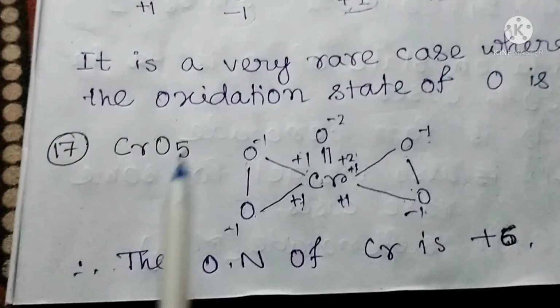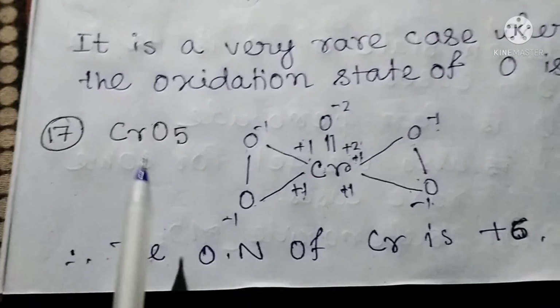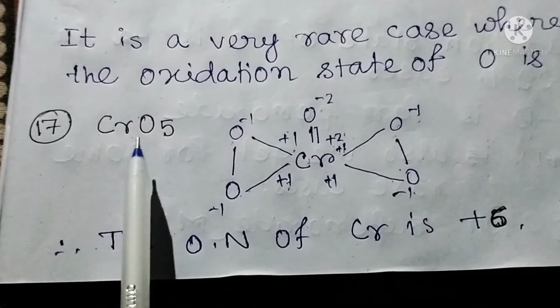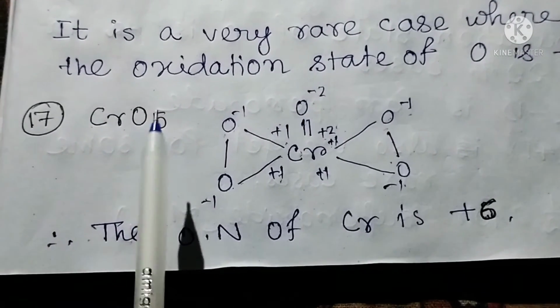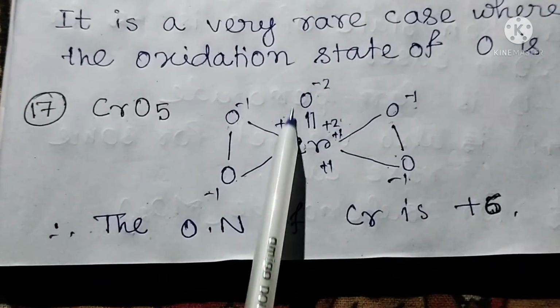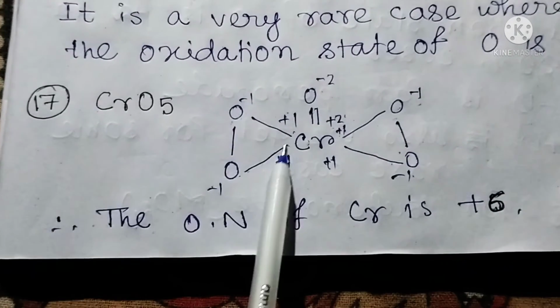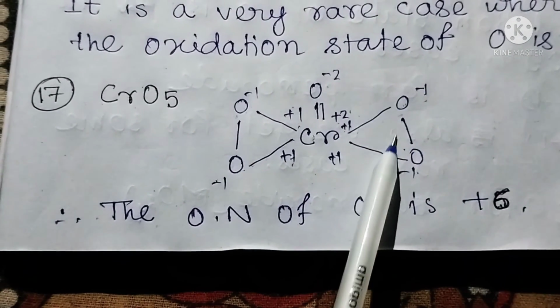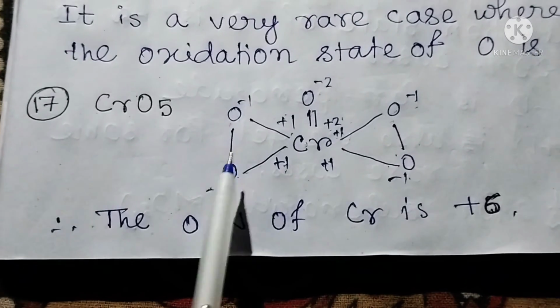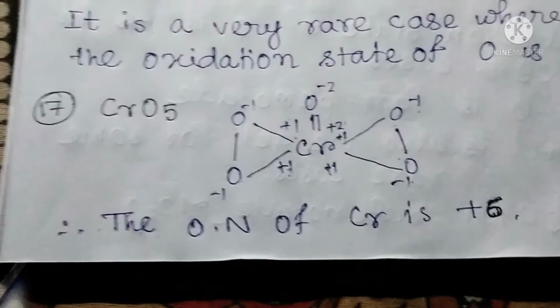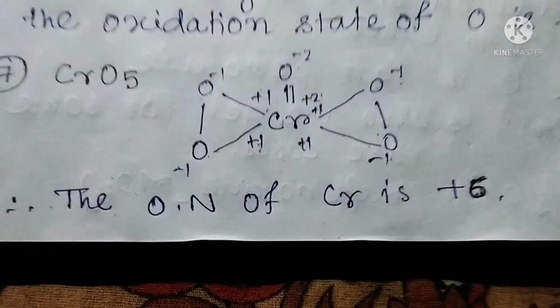Now let's take the next example. What is the next example? CrO5. At first we draw the structure: Cr double bond O, single bond O, single bond O, single bond O, single bond O, single bond. This is known as butterfly structure.